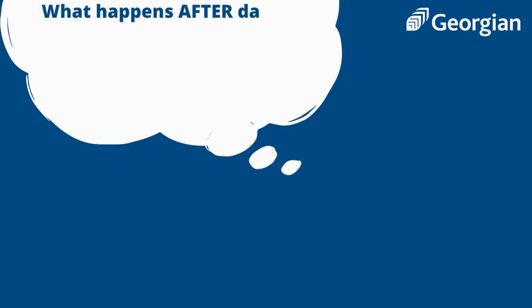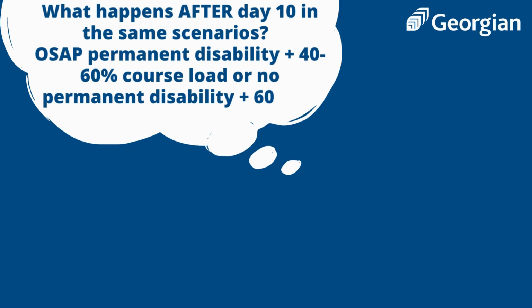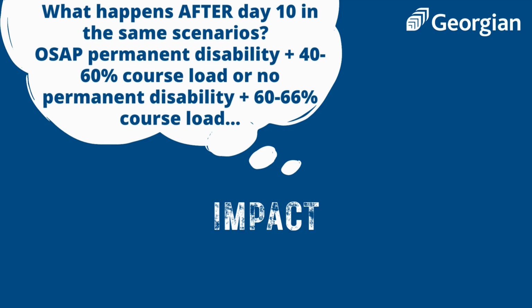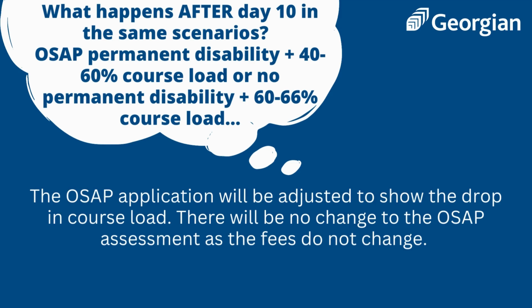What happens after Day 10 in the same scenarios? OSAP permanent disability and 40 to 60% course load or no permanent disability and 60 to 66% course load. Impact. The OSAP application will be adjusted to show the drop in course load. There will be no change to the OSAP assessment as the fees do not change.